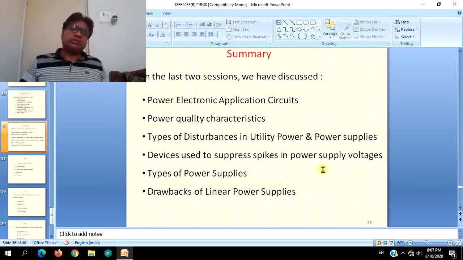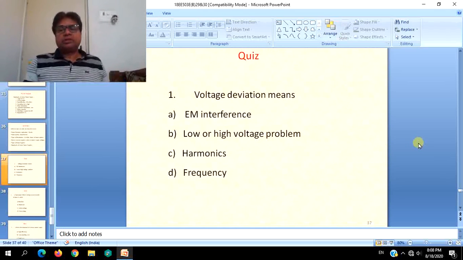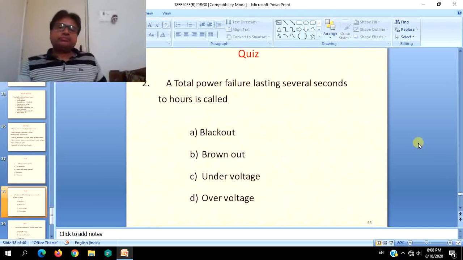These are the things we have discussed in the last 2 sessions, right from power electronic application circuits and power quality characteristics to the power supplies and disturbances. Coming to the quiz, voltage deviation means the answer is B. Low or high voltage problem is voltage deviation. A total power failure lasting several seconds to hours is called a blackout.